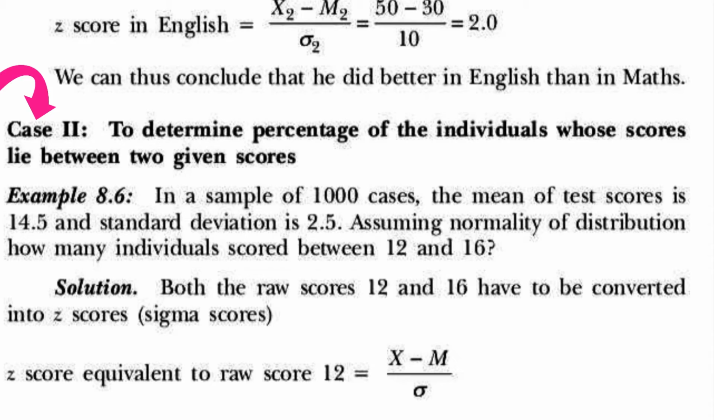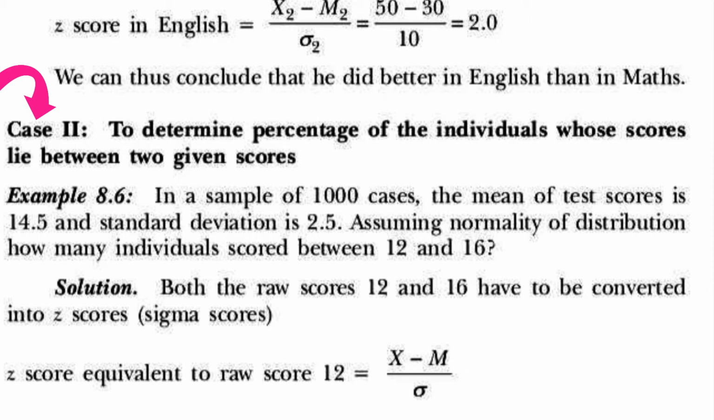So I'm going to the next application, which is that normal probability curve is used to determine the percentage of the individuals whose scores lie between two given scores. Here you need to understand that the normal probability curve can be used to find out the percentage of individuals whose scores lie between two given scores. Here I am going to the example.